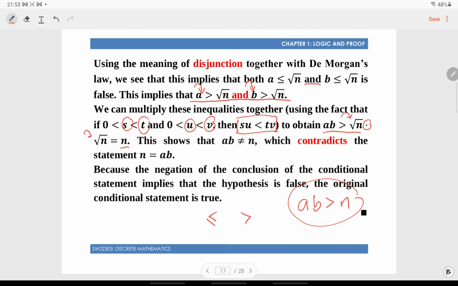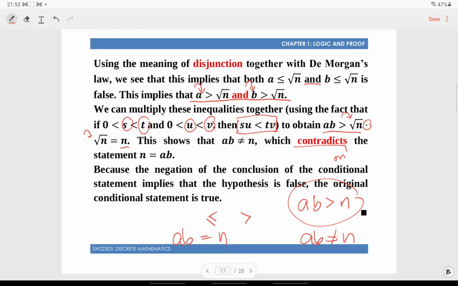Because AB is greater than N, that means AB is not equal to N. But in our assumption, we have AB equal to N. So this is what we call a contradiction, which contradicts the statement N equal to AB, because the negation of the conclusion of the original conditional statement implies that the hypothesis is false. So that means the original conditional statement is true.